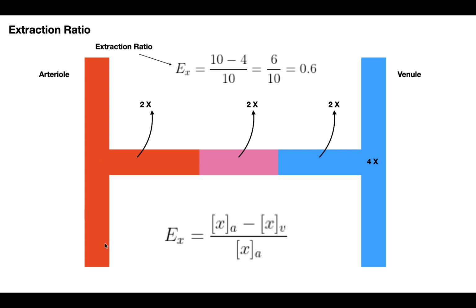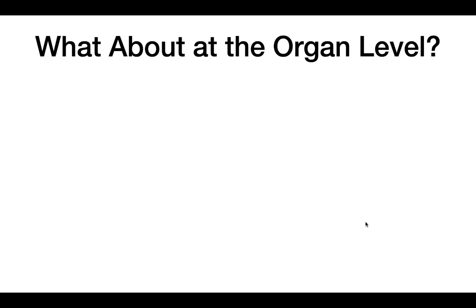This right here is the general equation for the extraction ratio. It's the difference between the concentration of X at the arteriole and the venule, divided by the concentration of X at the arteriole. This particular equation only looks at a single capillary. So how can we take this concept of the extraction ratio and apply it to whole organs? Because when we're talking about physiology, we're not usually talking about just one capillary, we're talking about a whole organ.